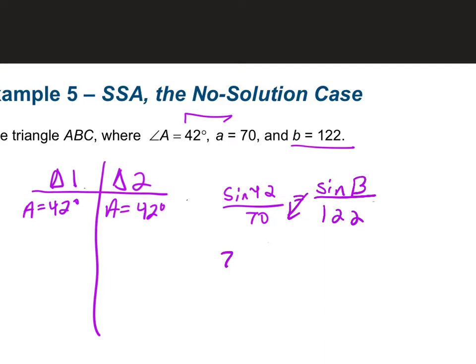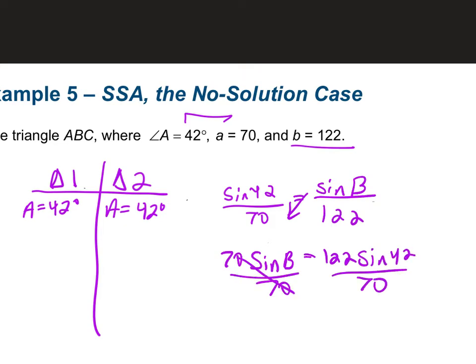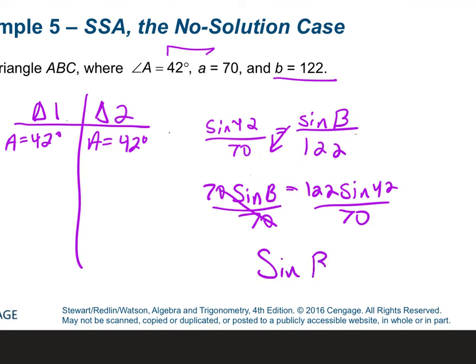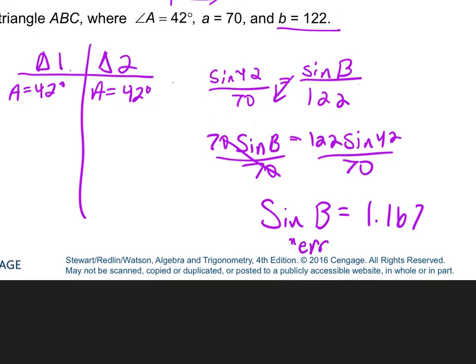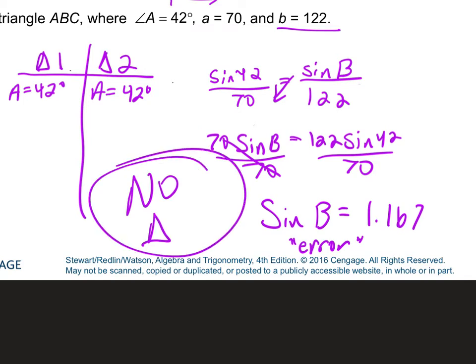So when I cross multiply, 70 times the sine of B equals 122 times the sine of 42. Divide both sides by 70. So sine of B equals, let's do this in our calculator, you get 1.167. Well, when you do second sine and you put that in your calculator, you get the error message. What does it mean when we get an error message? That means there's no triangle. So it's not a case that there's two triangles here. In this case, no triangle can be formed because we got our error message.